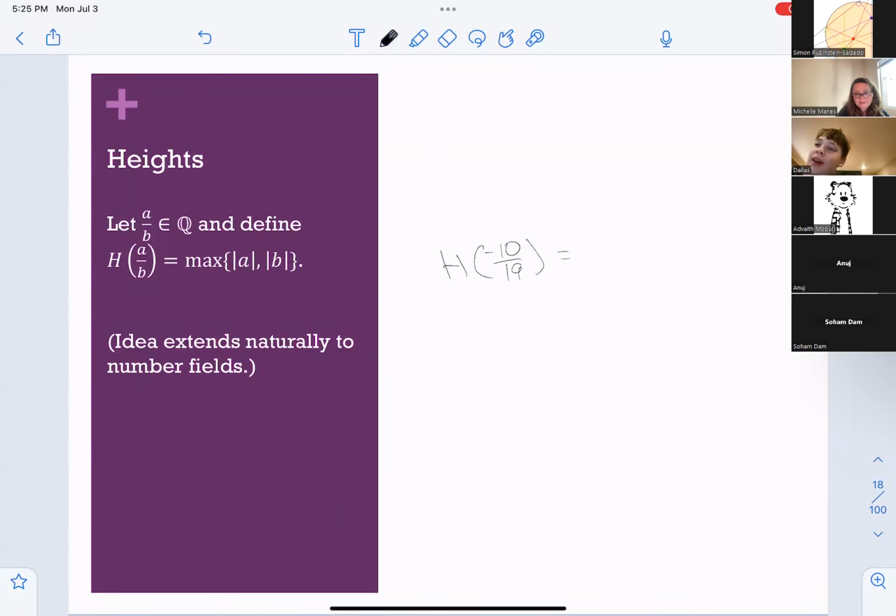It'd be 20 net. It'd be 20. Wait, it would be 19? 19, oh right, maximum. Yeah, 19, because it's just the bigger, right? I just take the bigger absolute value: the absolute value of negative 10, the absolute value of 19, the bigger one's 19.